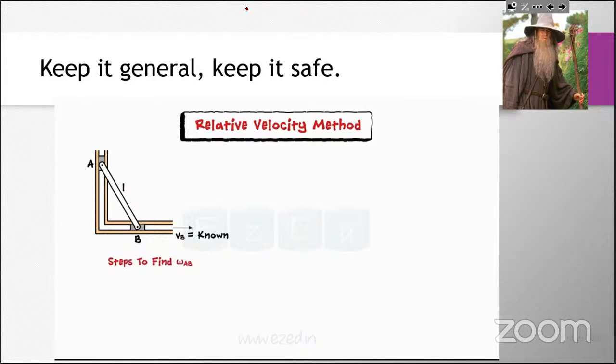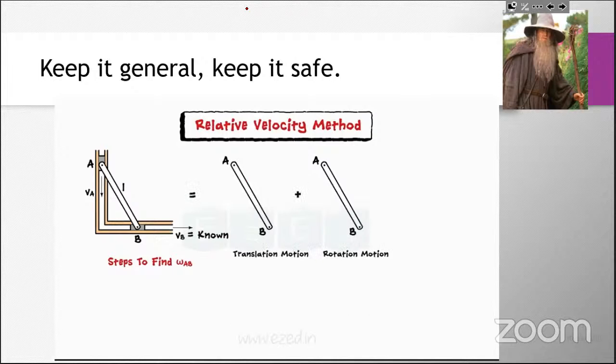Step 1. Locate a point whose magnitude and direction is known. Here, magnitude and direction of point B is known. Step 2. Locate a point whose direction is known, that is point A. Step 3. Now, divide the motion of the body as a sum of translation and rotation motion. Translate the body with translating velocity, that is Vb, and rotate it about a fixed point B.